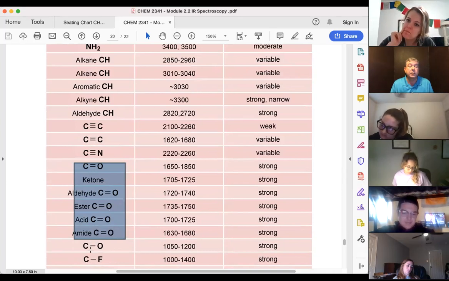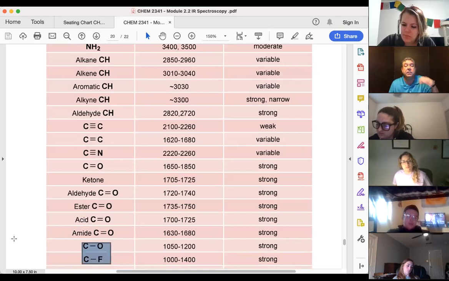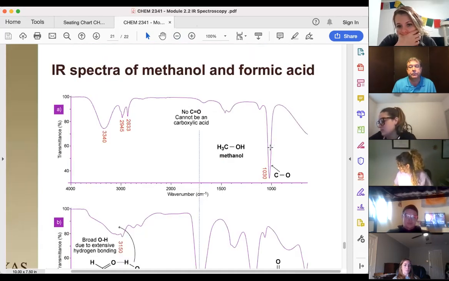The carbon oxygen peak is strong because it's polar, and the carbon fluorine peak is strong, but it's in that fingerprint region, so it's very hard to see. Both of these are in the fingerprint region, so they're hard to see. Okay, so that's all about how to look for intensity on those peaks.